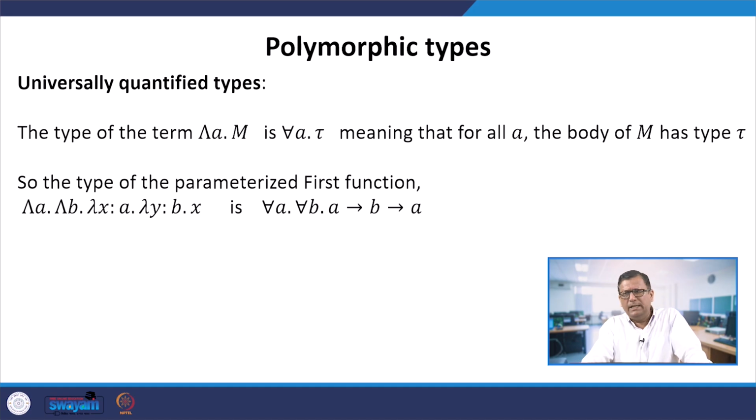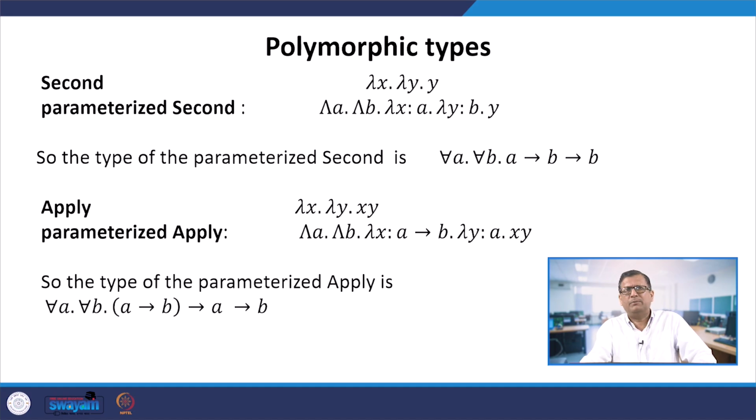So if you recall simply typed lambda calculus, the language is called weak polymorphic because we are not having these universally quantified types. Now when we introduce this, the type that we need to have is for all a dot type, that is universally quantified, meaning that for all a, the body of m has type tau. So for example, this first function, the type will be for all a for all b, a arrow b arrow a. Now we look at some more types, like second is like first, instead of the first argument we are returning the second argument.